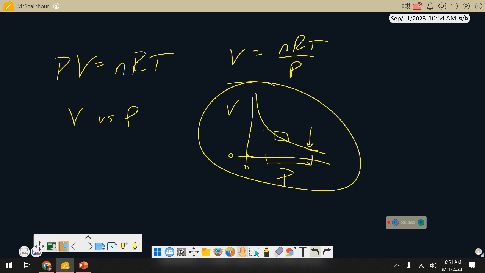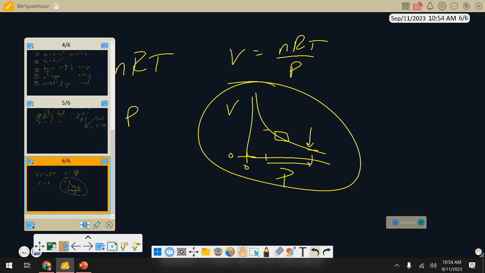All right, constants. What's the K constant here? nRT is correct. What's the Y-intercept? 0. Okay.